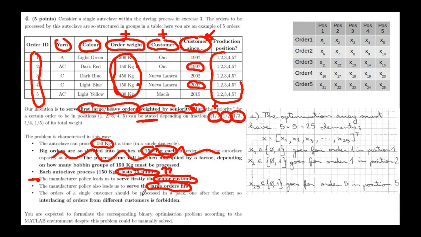The orders of a single customer should be processed in a pack, one next to the other. So the interlacing of orders from different customers is forbidden. If you start to produce with this customer, you must continue with the same customer. You cannot change between customers for this example of 5 orders.